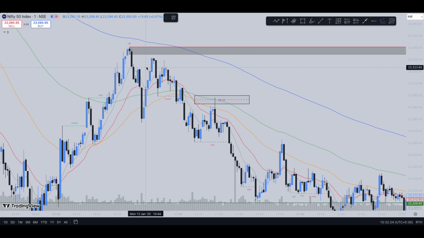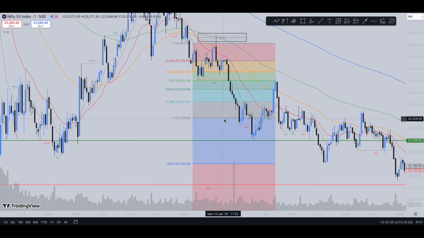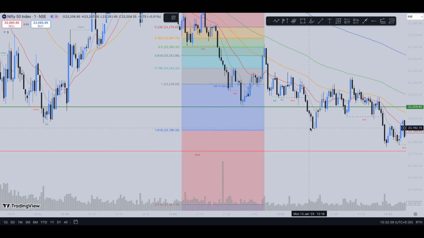And if you try to draw the fib retracement level, the common point between this and this, you can clearly see the 100 level. You could have targeted till this level, guys, or for God's sake, you could have also targeted this level. You can see exactly the price came all the way to the 1.68 level.